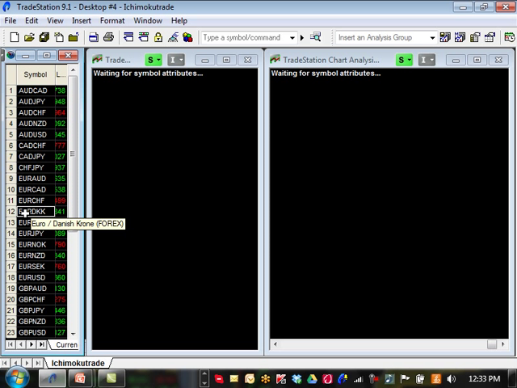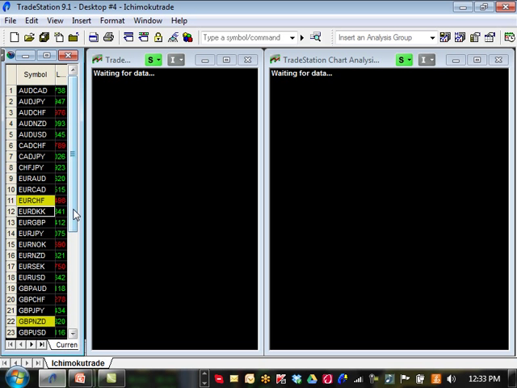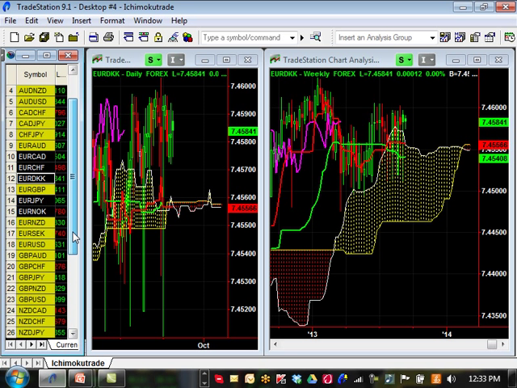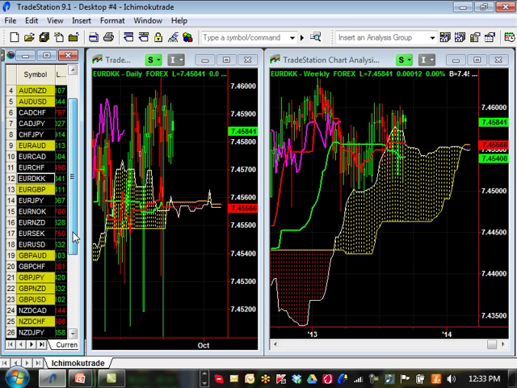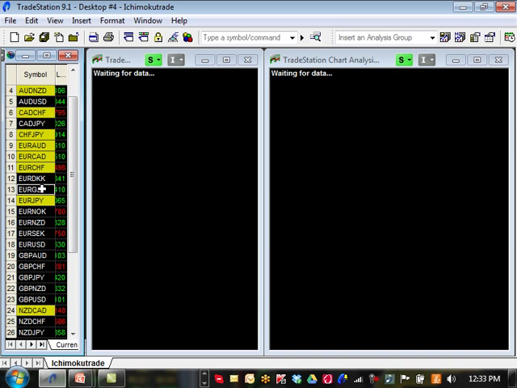Euro DKK. It just looks ugly. This thing's just consolidating, and resistance is 4600 and 4500. Not really much to talk about there.